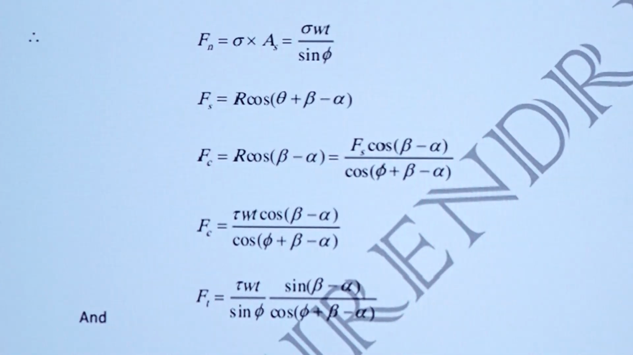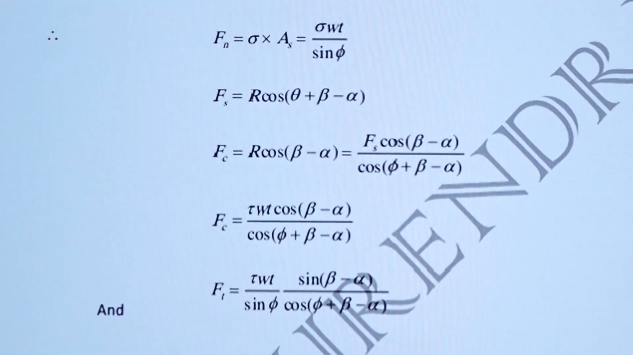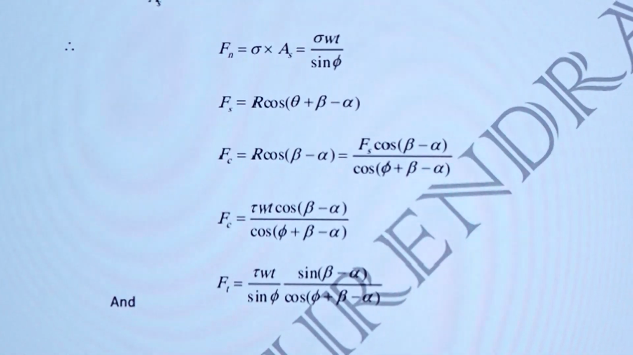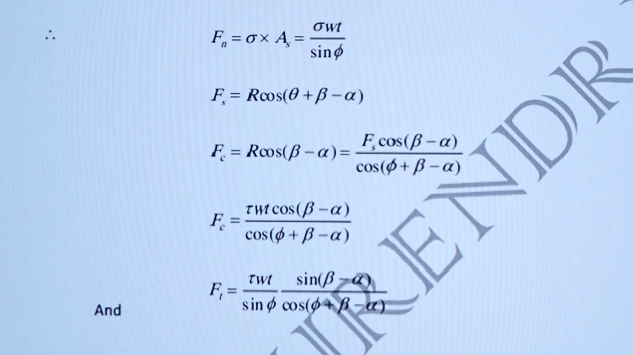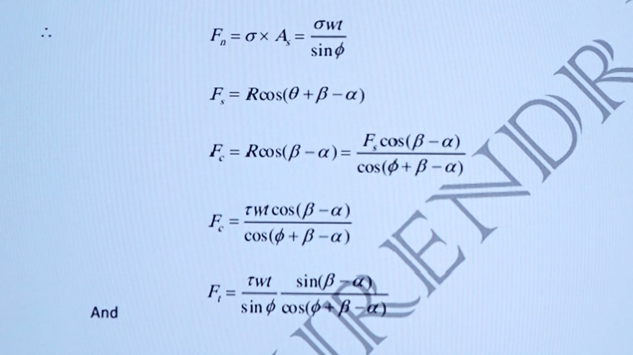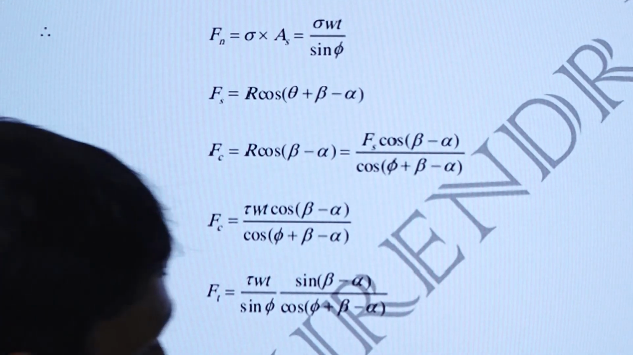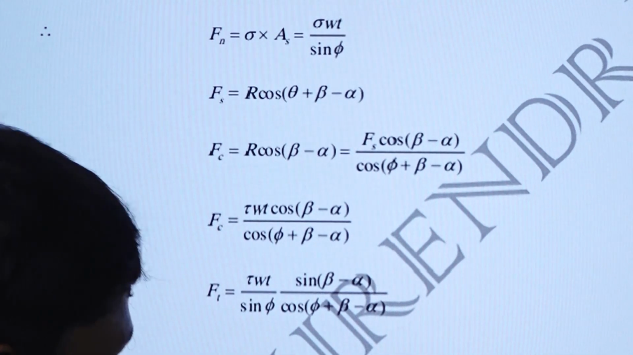Mean normal stress can be calculated, and it can be related with the resultant also. Fs equal to R cos(phi plus beta minus alpha). That is not theta, it is phi. Phi is the shear angle. So here you can make the small correction.